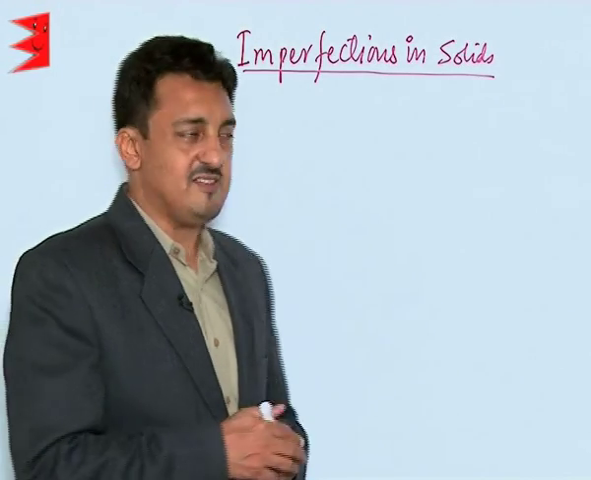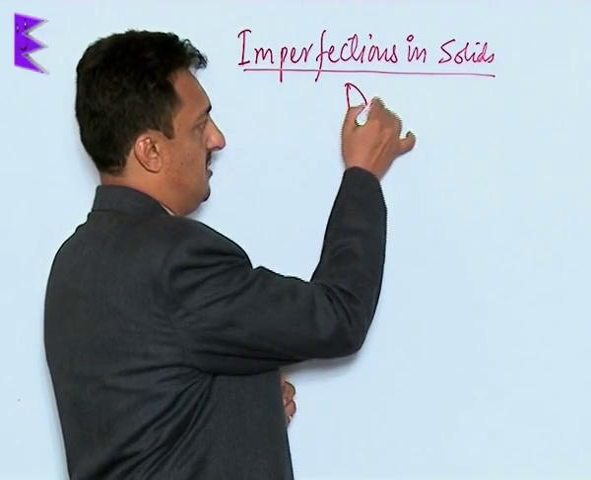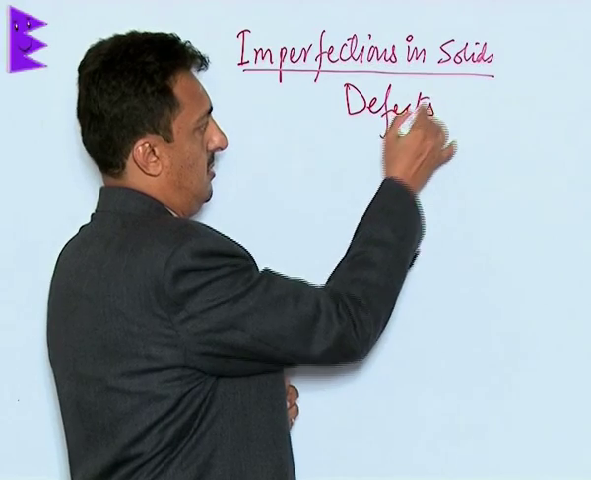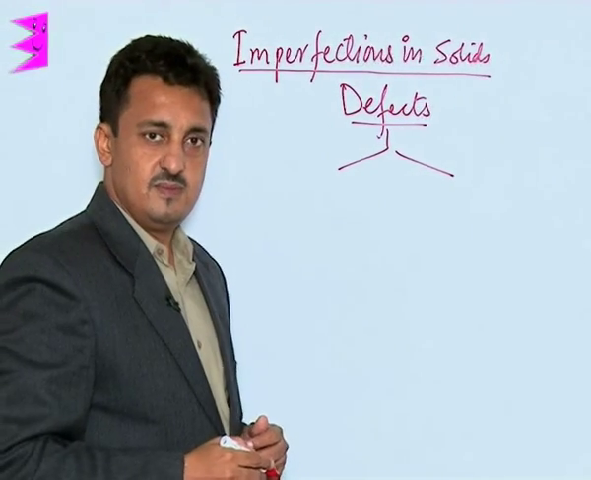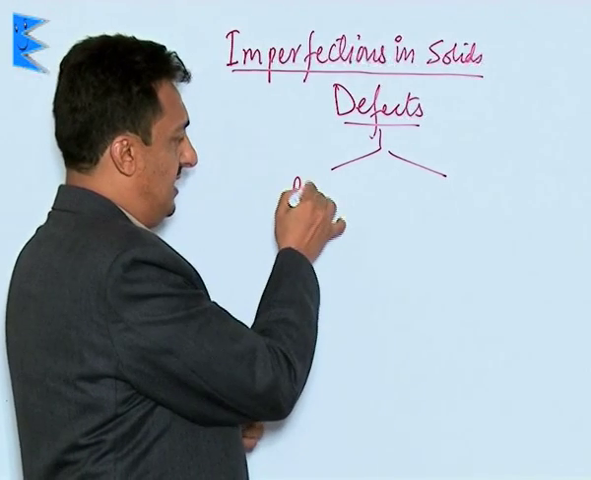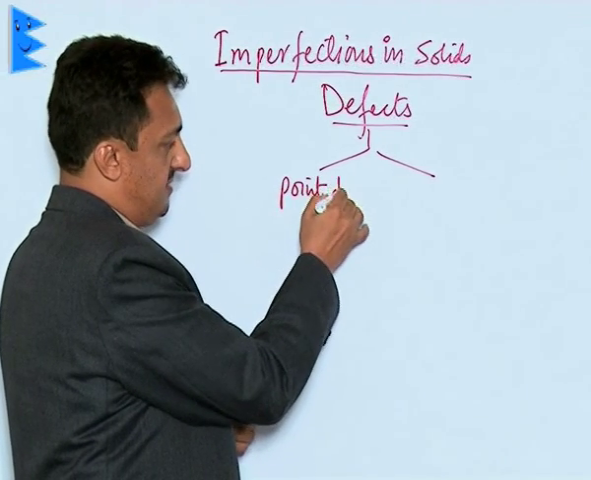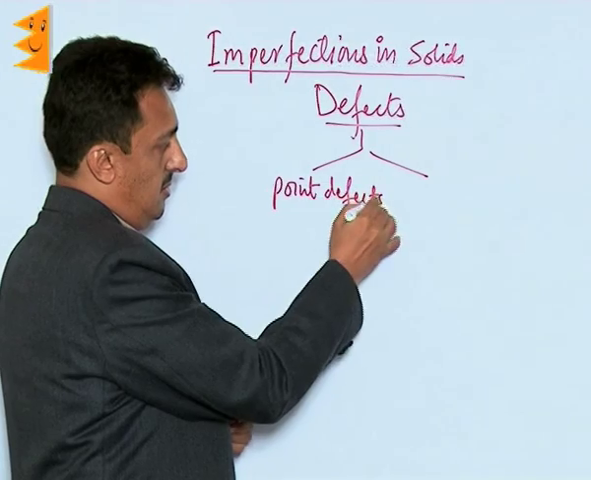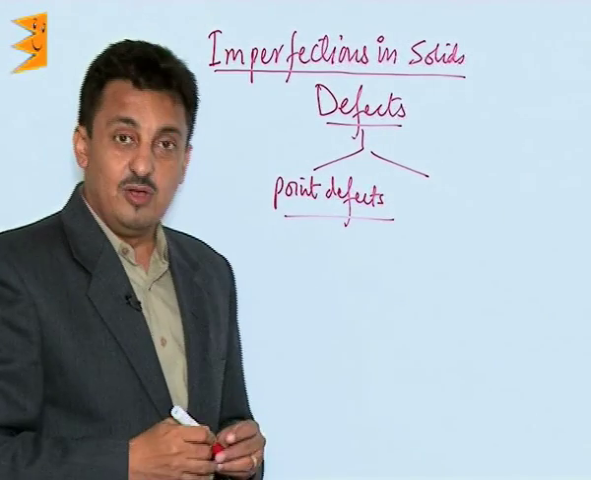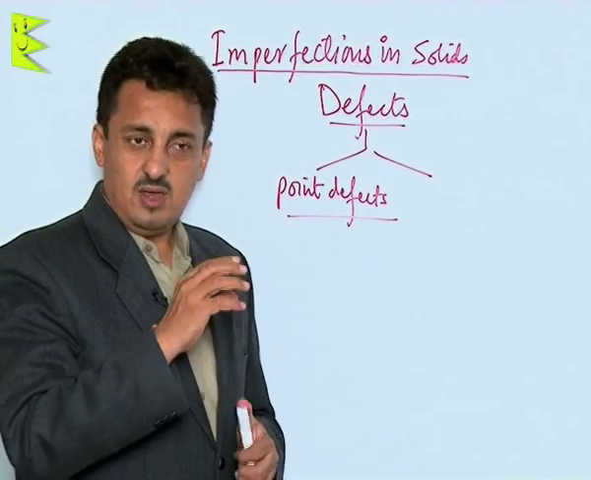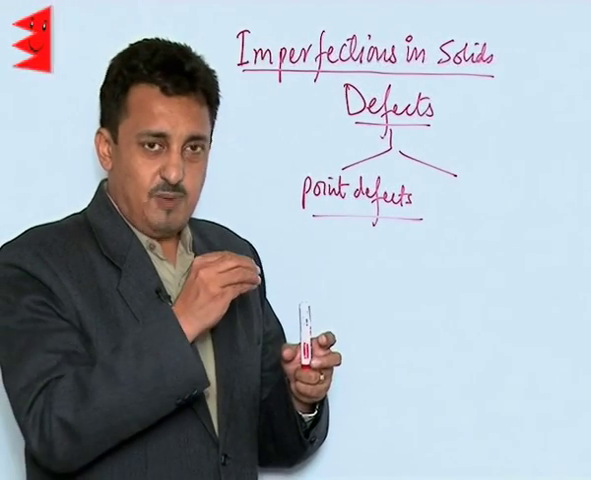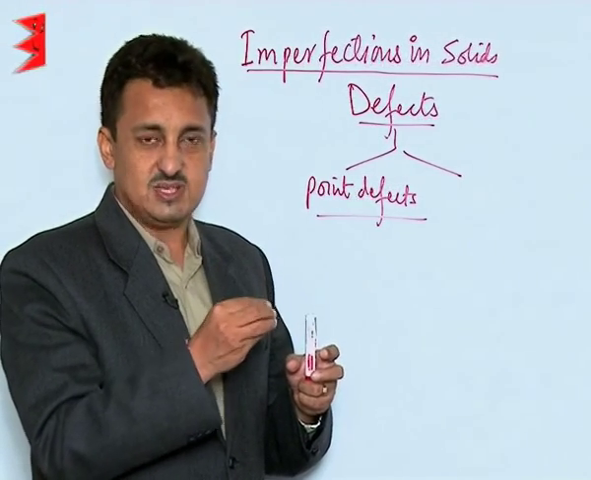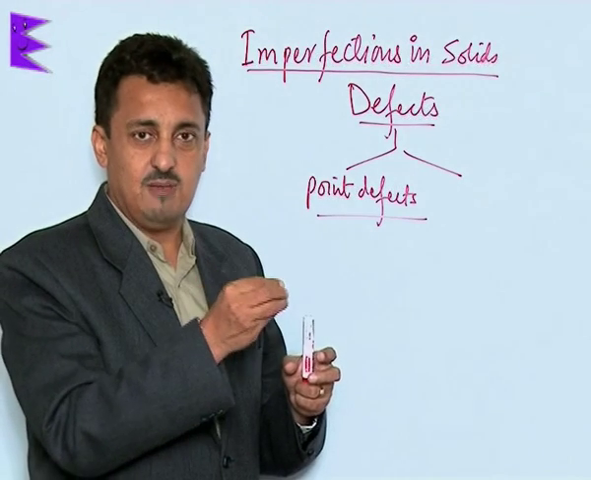Now these defects or imperfections mainly are of two types. The first category is called point defects. Point defects are the kind of defects in which particles are missing from their particular points.